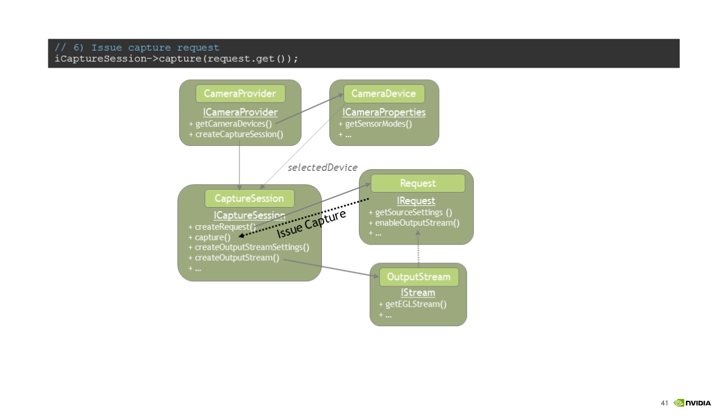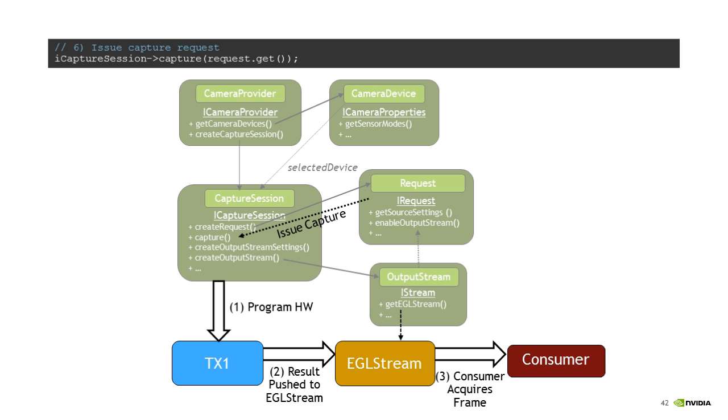Once the request is fully configured, the last step is to submit the capture request to the capture session. This sets the capture session and capture pipeline in motion. When the capture request begins processing, Argus compiles all of the request settings into a pipeline configuration that it uses to program the various hardware units and perform the capture. Once the hardware completes the capture, the output image is written to the output stream's EGL stream so that it may be acquired by the consumer. Again, I will be going into more details about the image consumption later in the presentation.